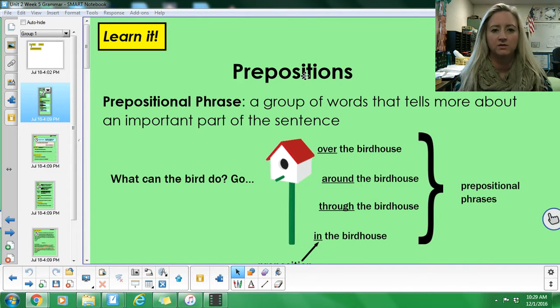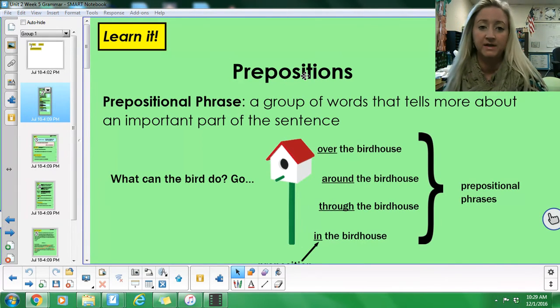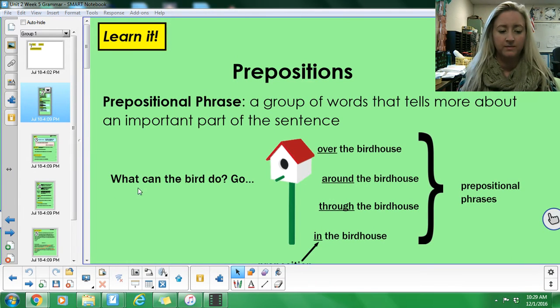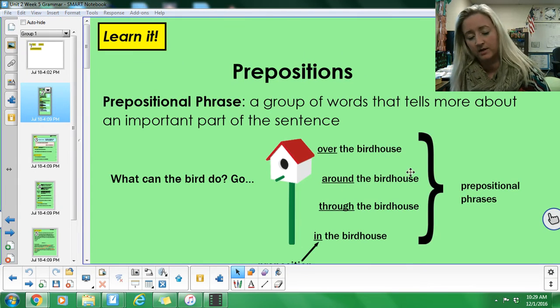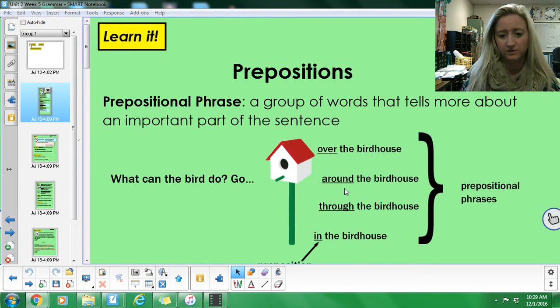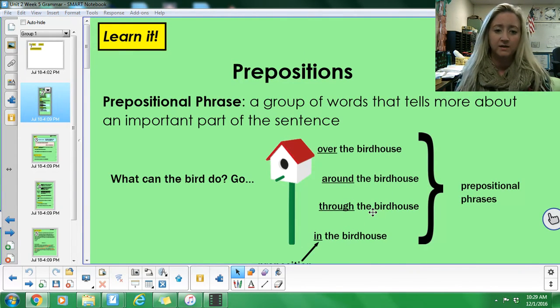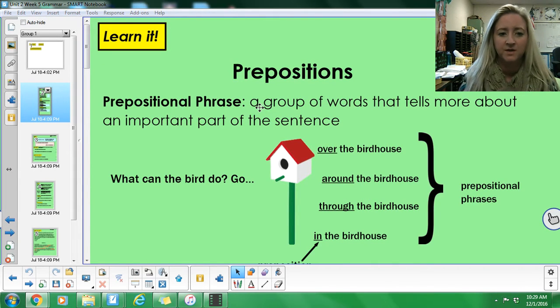Prepositions give your reader more information about what you're talking about. So maybe I'm talking about a bird and I want to say that he's flying over the birdhouse or around the birdhouse or he's going through the birdhouse. Gives you information about what my bird's doing. So the words I have underlined on the screen, these are common prepositions: over, around, through, in, and a lot of times those prepositions will be within phrases.